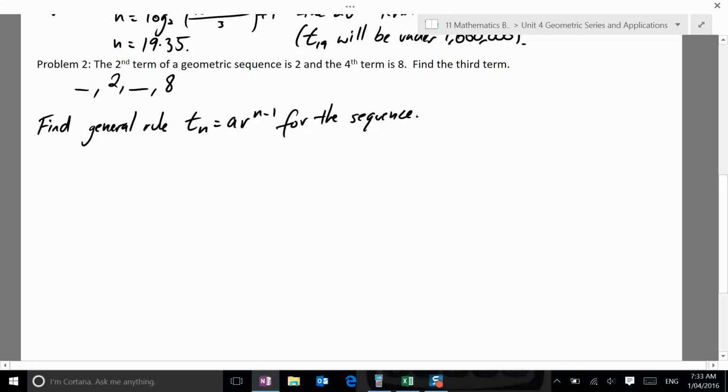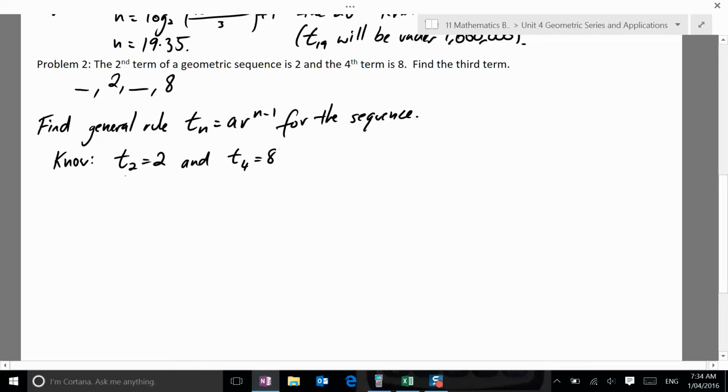What's the information that we have? I know that T2 equals 2, and I know that T4 equals 8. I don't know A. I don't know R. Some of you might think R must be 2. It has to be 2. Okay, we'll see about that.